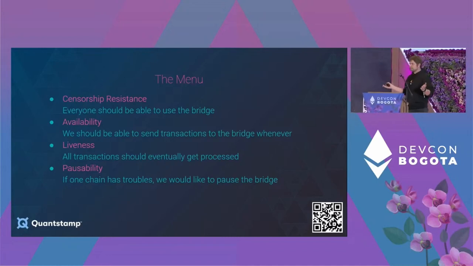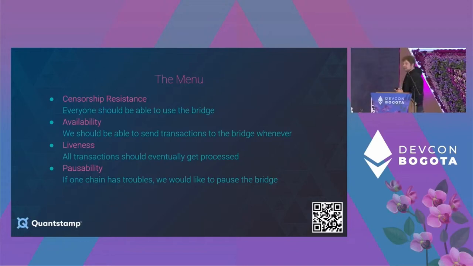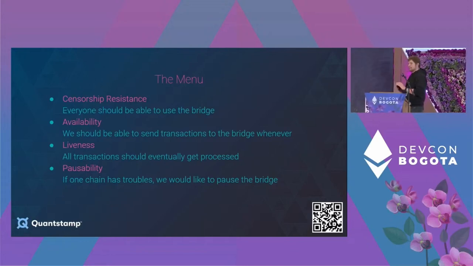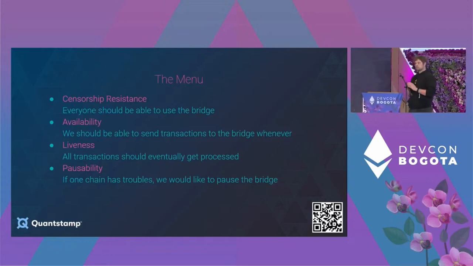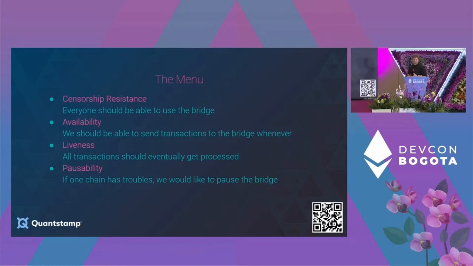Or whatever, I should be able to use the bridge right now if I wish to do so. Then I also want liveness. Liveness means that if I instruct the bridge to move the assets from one chain to the other chain, at some point this is going to happen. The bridging will never get stuck.